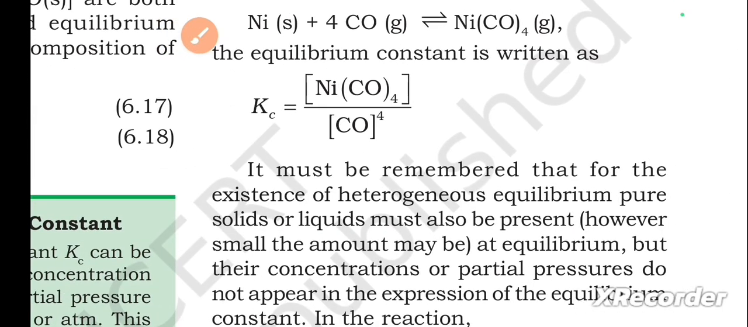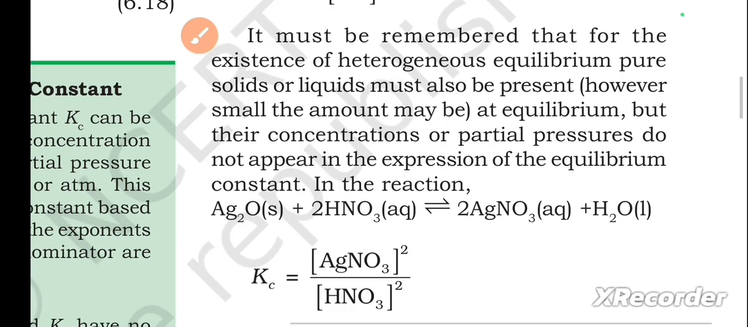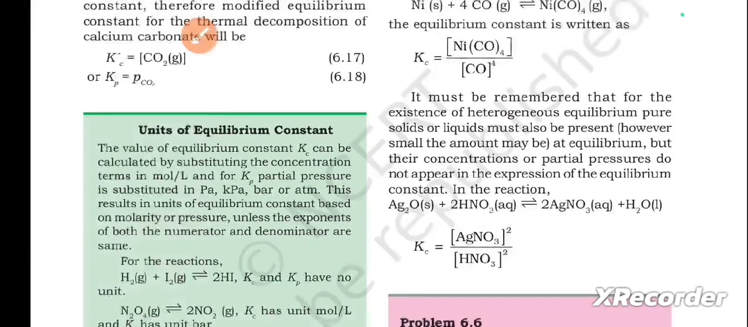It must be remembered that for the existence of heterogeneous equilibrium, pure solids or liquids must also be present at equilibrium, but their concentrations or partial pressures do not appear in the expression of the equilibrium constant. In the reaction, Ag2O(s) plus 2HNO3(aq) gives rise to 2AgNO3(aq) plus H2O(l).